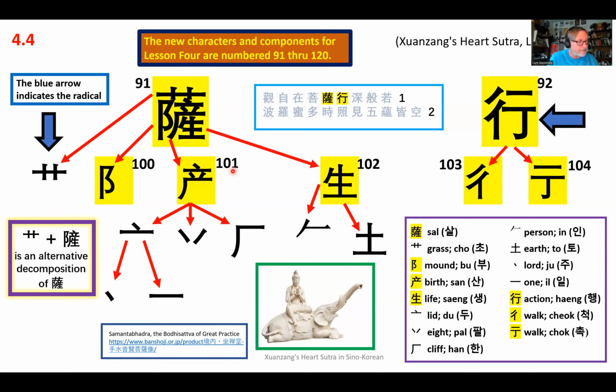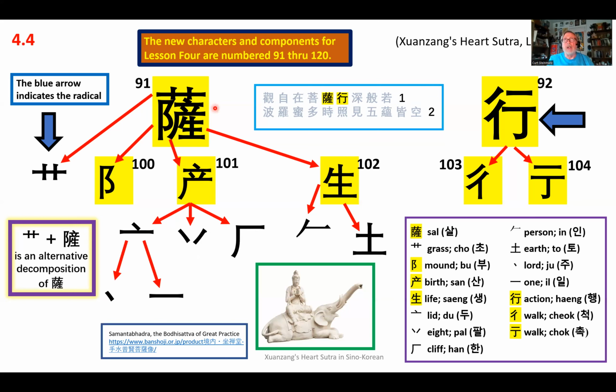And so Sol is made up of 4 components, and Heng is made up of 2 components. And on this slide, all the characters and all the components with their pronunciations and their meanings, and the one character that I don't give a meaning for is this Sol character, which really doesn't have a meaning of its own in the Chinese language. It's just used to be part of the word Bodhisattva.